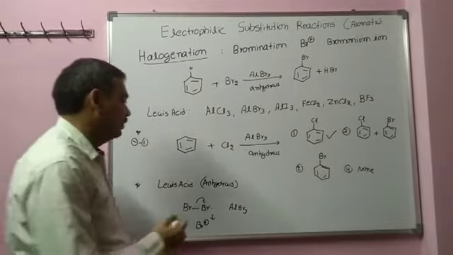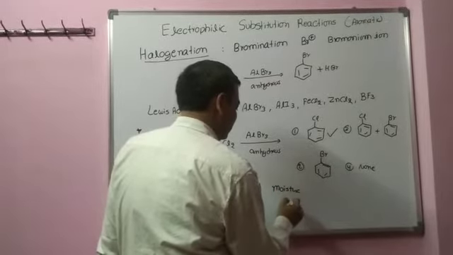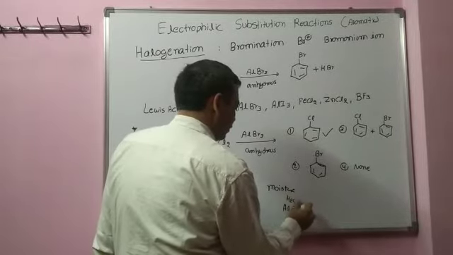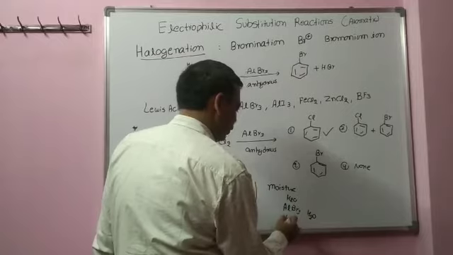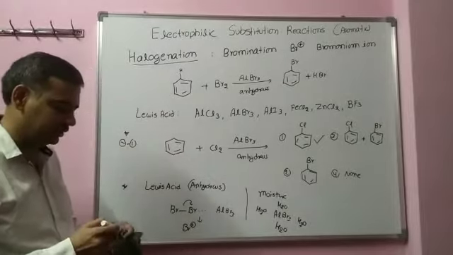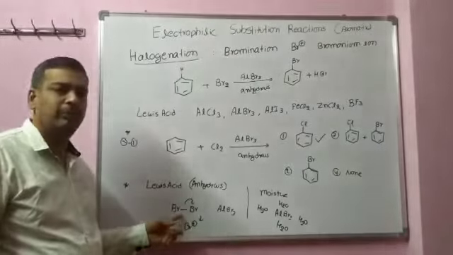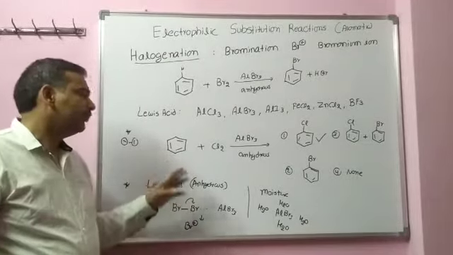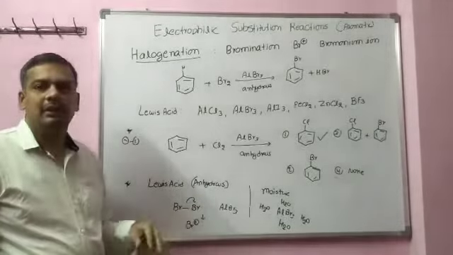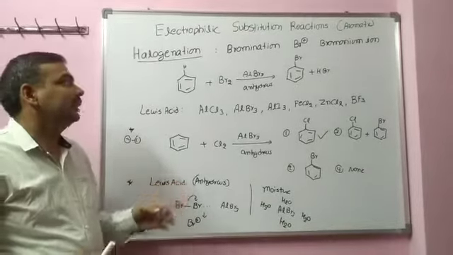But suppose it contains some moisture. Then aluminum bromide is surrounded with water molecules, so it won't polarize our bromine or chlorine. That's why the Lewis acid should be anhydrous. If it is anhydrous, then only the chlorine, bromine or iodine undergoes polarization to give the electrophile. So this is about bromination.